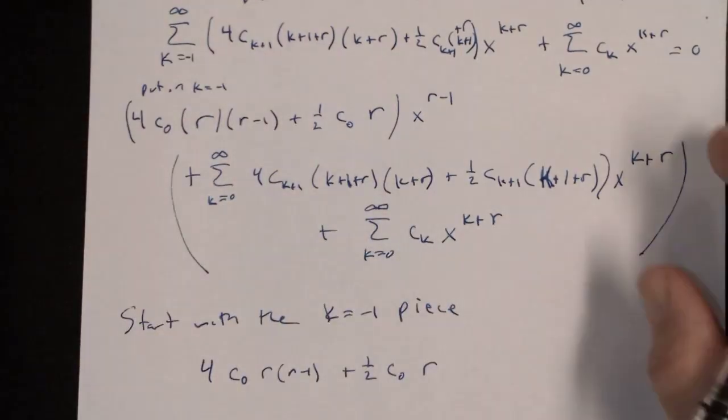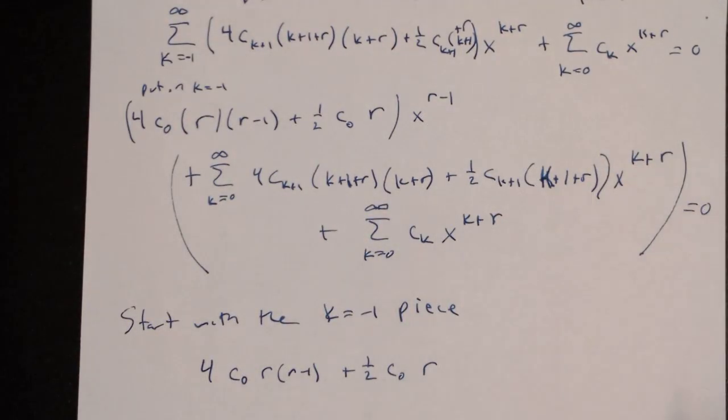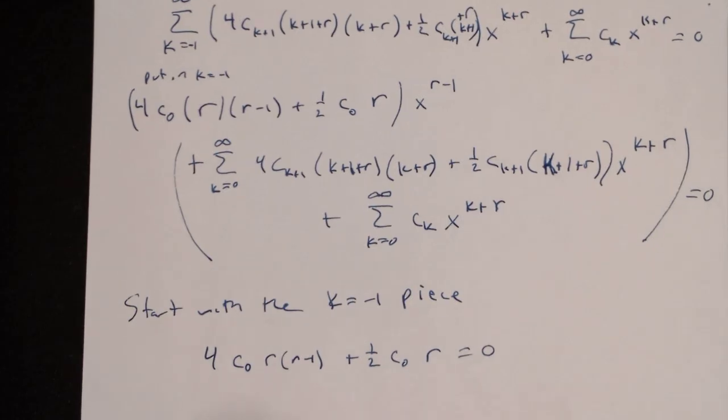This whole thing up here is equal to 0. What did we say had to happen if a power series was equal to 0? Not just the constant, the entire coefficient. So this whole thing has to be equal to 0. Let's simplify that for a second. I can factor out a c0. I can factor out an r. So if I take out c0 r, what am I left with?